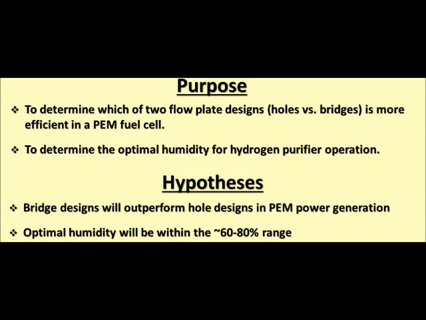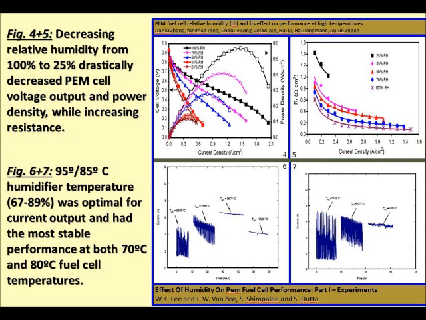Another goal is to find the humidity needed for optimal hydrogen purifier power consumption, and previous articles such as Lee's have suggested that optimal humidity will be in the higher range, around 60 to 80%, while increased airflow in the flow field of the bridge plates will increase the rate of the redox reaction and thus power output.